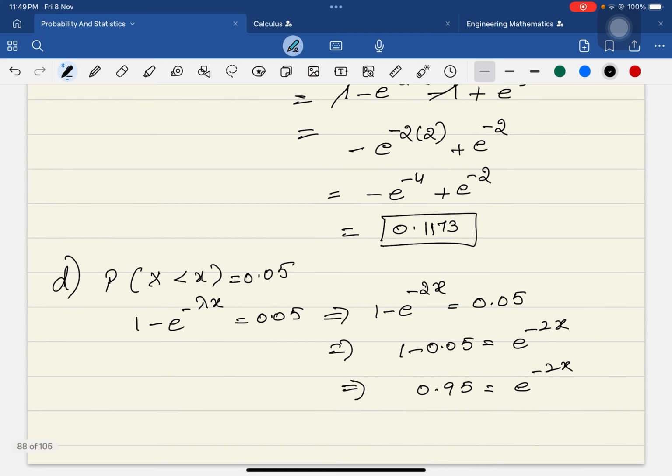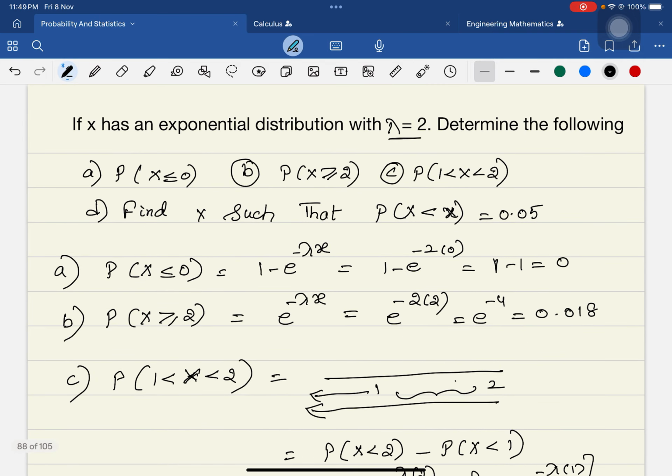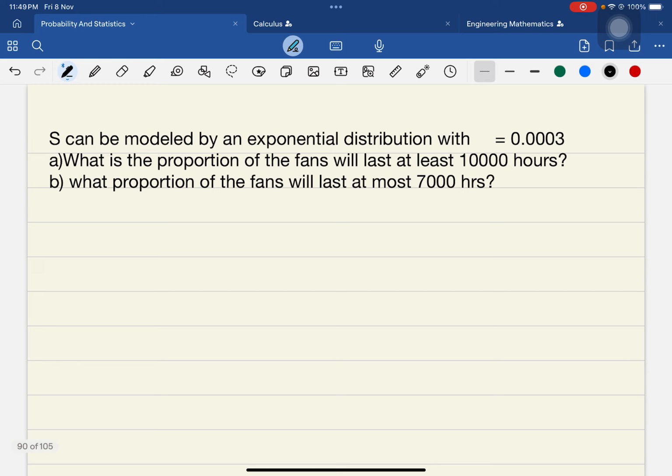So how to get the value of x? It is ln of 0.95 is minus 2x. So the value of x is ln of 0.95 over 2, and that gives you the value x equal to 0.0256. So this is how you find for which value of x the probability is equal to 0.05. This is the way to solve the problem. Now let us go to the next problem.